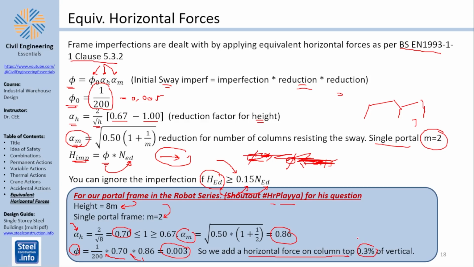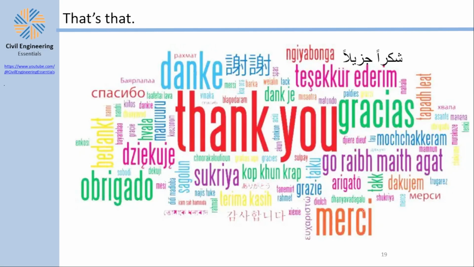Which means now that I will not do this in Robot. But if you want to do this in Robot, then you would have to analyze the frame or the entire structure, find the reaction first, and then take the reaction, multiply by 0.3%, and add a horizontal force at the column to simulate imperfections. So yeah, that's everything I wanted to talk about.